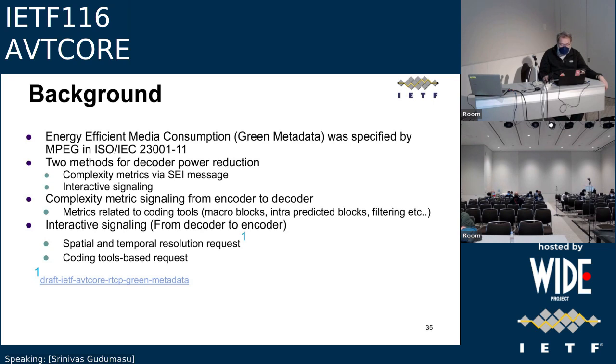So the green metadata draft shown in the slide, basically the RTCP green metadata, provides the support for spatial and temporal resolution request to reduce the decoding power, and the other, basically informing about the reduction in the decoding power requirements, and the coding tools usage was basically defined in this draft. Can we go to next slide?